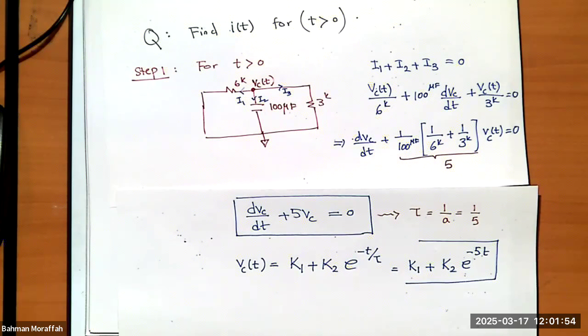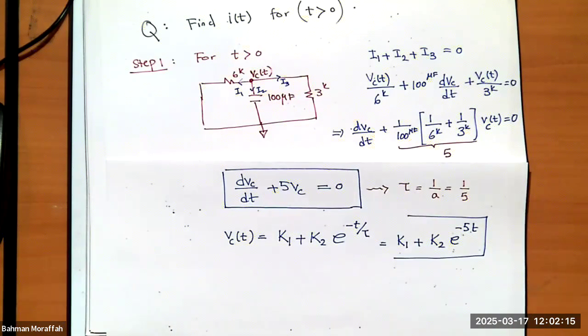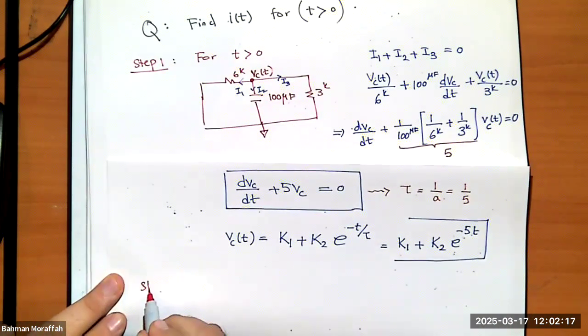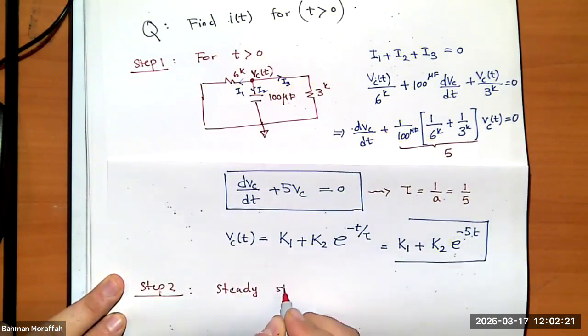But let's just look at it from a circuit perspective. This is the differential equation that we have. We know this is the solution for it. All we have to do is to find k1 and k2. Remember, to find k1, we need to look at the steady state condition, basically at time infinity. So step 2, steady state condition.